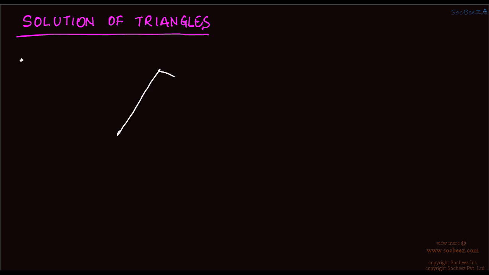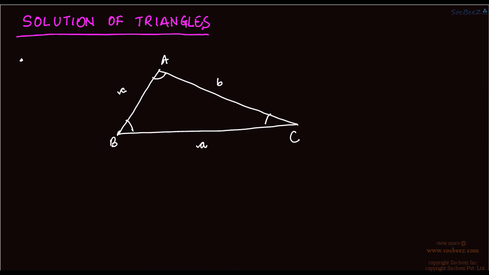Just make it an obtuse one. Always make this type of triangle to solve any question. Let this be A, this be B, and this be C. The side opposite to A is small a, the side opposite to B is small b, the side opposite to C is small c. This is angle A, this is angle B, and this is angle C. Always make this type of triangle so that you will never get confused.